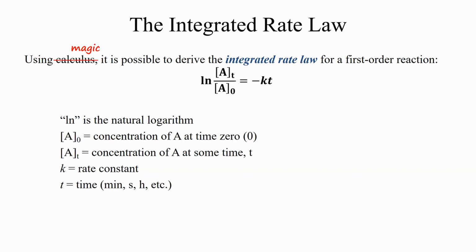And of course, we don't necessarily have to be looking for the concentration at some time. As long as we know three of these variables, we can determine the fourth. So what do these mean? Well, don't forget, this is the natural logarithm, not the log base 10. A sub 0 is just the concentration at time 0. Concentration of A sub t is the concentration at some time t. And of course, we know the rate constant. And time has to match the rate constant: minutes, seconds, hours, days, years, whatever.